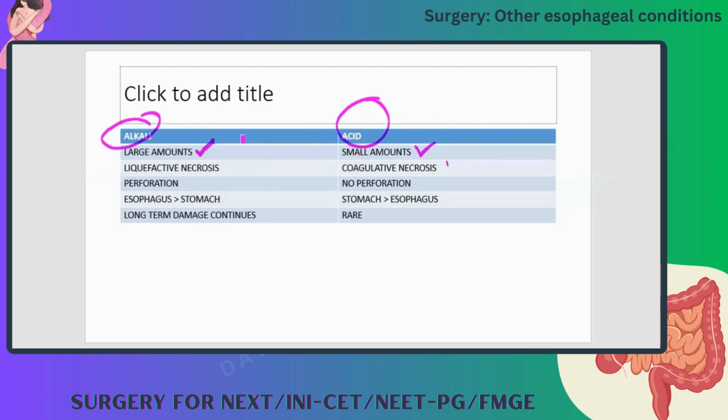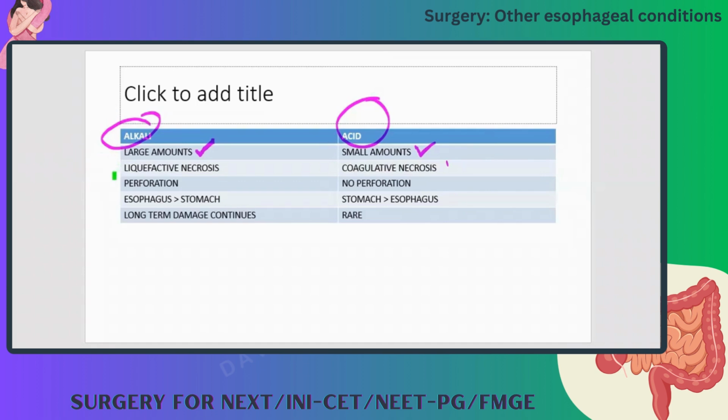If a patient comes to you with acid ingestion, he will tell you I have taken only a small amount. If he has alkali ingestion, he will tell you I have consumed large amounts. Because if you take acid, it is not tolerable at all. Once he ingests it, he will burn, and the patient will consume only small amounts. But with alkali, he will take large amounts.